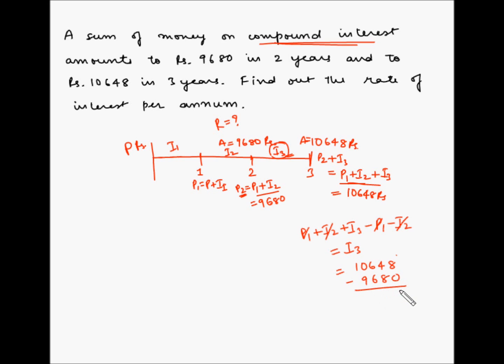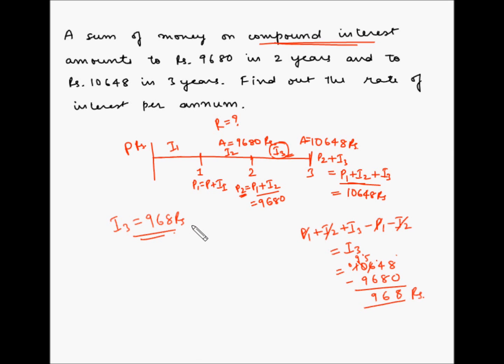So 8 minus 0 is 8. Make this 5, 1 carry over. 14 minus 8 is 6. Now we make this 1 as 0, 1 carry over, and now we make this as 9 and 1 carry over. So 15 minus 6 is 9, 9 minus 9 is 0. So the interest I3 is equal to 968 rupees.